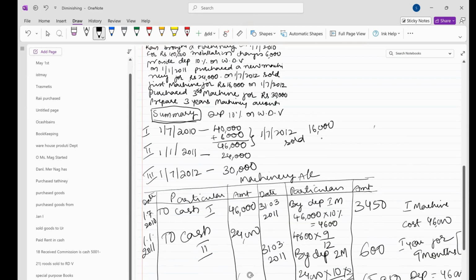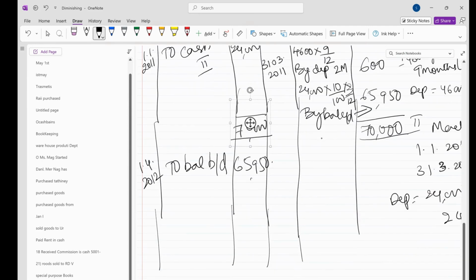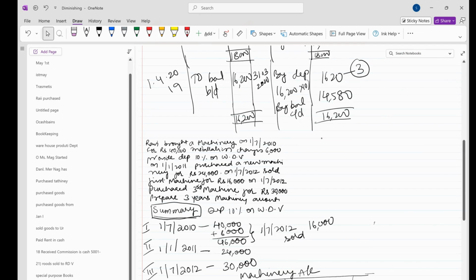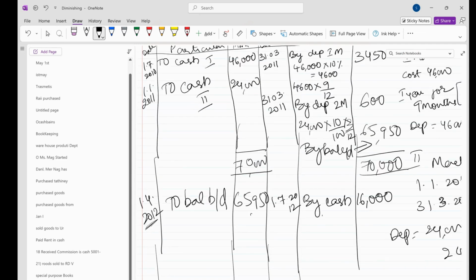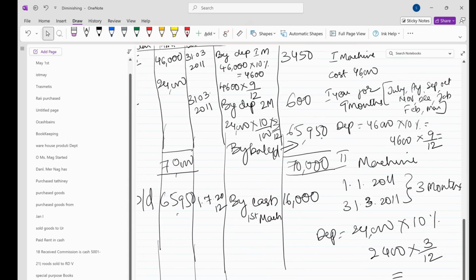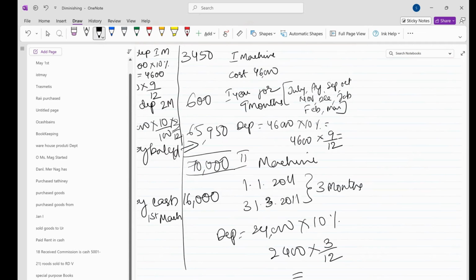April, May, June, July. For 4 months you used the machinery, no? Yes, ma'am. So for 4 months you have to calculate depreciation, no? Yes, ma'am. Okay, so we calculate here now. This is the first machine, 46,000, 10% means 4,600. Into 9 by 12 means 3,450.